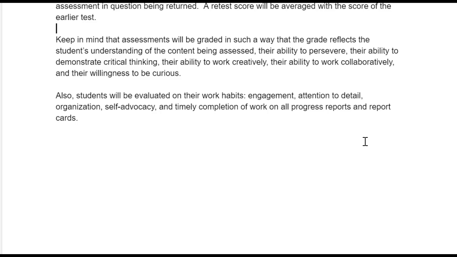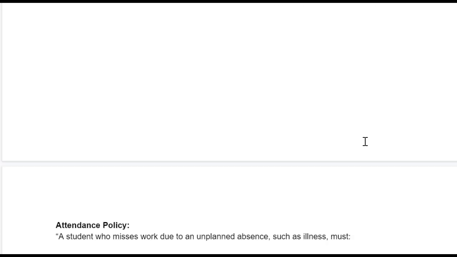And we also have the work habits bits with engagement. You should not be sleeping in my class or texting or holding a conversation with your neighbor. You should be engaged. You should be attentive to detail, because details are important, especially in mathematics. How organized are you? Do you self-advocate? Students who do best are the ones who are always asking questions, always getting help when they don't understand things, seeking out help when you need it. Okay. Timely completion of work. Things need to be done on time, right?